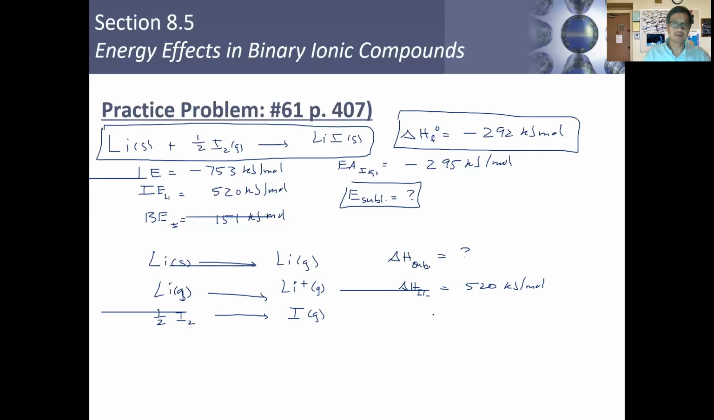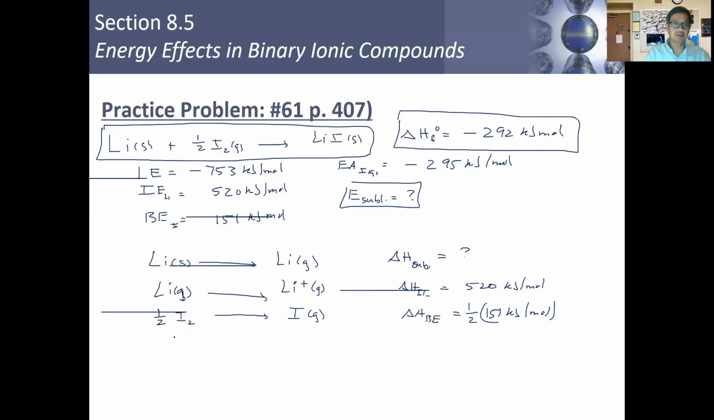So that's the bond energy here. We'll write that down. It's a delta H of bond energy, and that was a positive 151 kilojoules per mole. Understand, we're only taking half of that bond energy. The bond energy is the energy that holds the two atoms together. So we're going to take half of that, because we only have a half here.